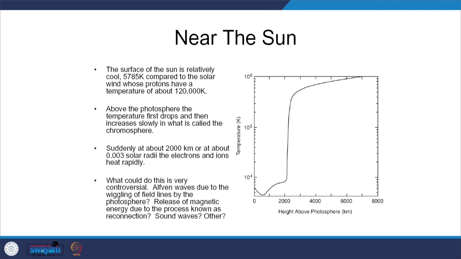So the surface of the sun is relatively cool at 5800 Kelvin compared to the solar wind, whose protons have a temperature of 120,000 Kelvin. Above the photosphere, the temperature first drops and then increases. Suddenly, at about 2000 kilometers, or about 0.003 solar radii, the electrons and ions heat rapidly. What causes this is very controversial: Alfvén waves due to the wiggling of field lines by the photosphere, or release of magnetic energy by a process known as reconnection, sound waves, or others.